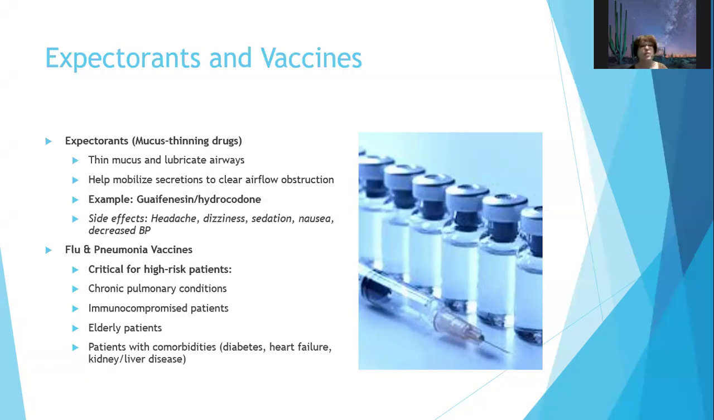Flu and pneumonia vaccines are critical for high-risk patients. If somebody has chronic pulmonary conditions, or they're immunocompromised, or they're elderly, or they have other comorbidities, the flu and pneumonia vaccines can help prevent complications of those diseases.